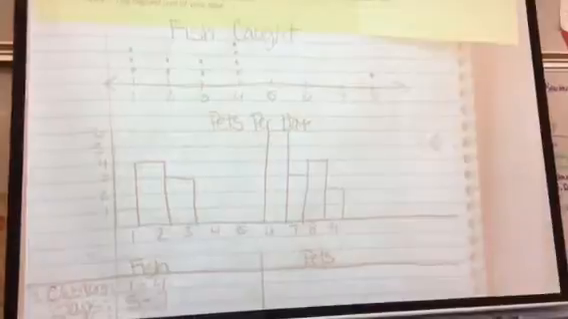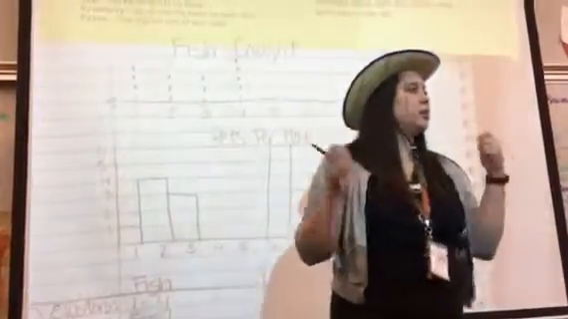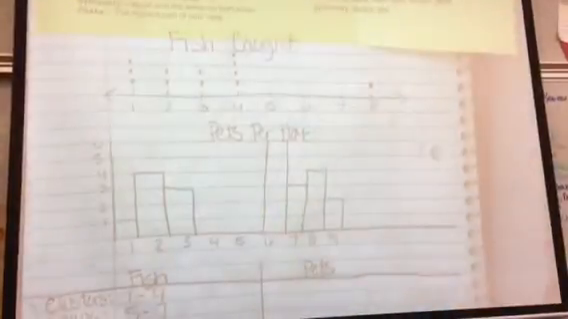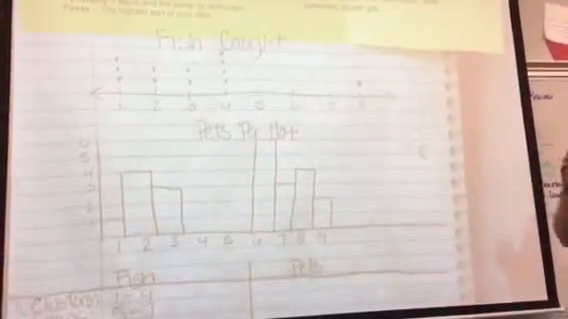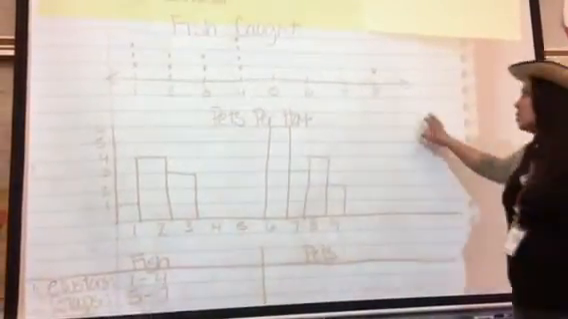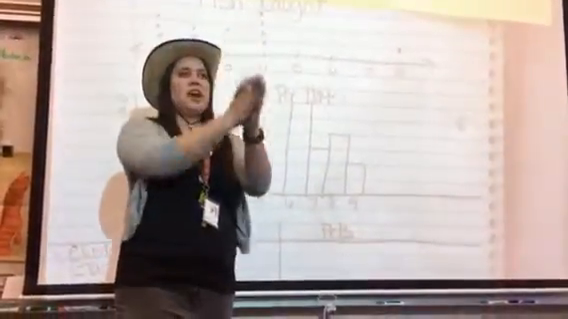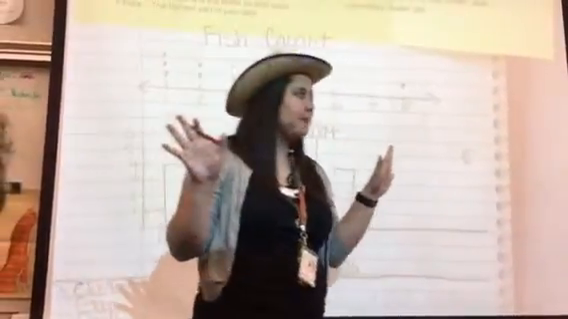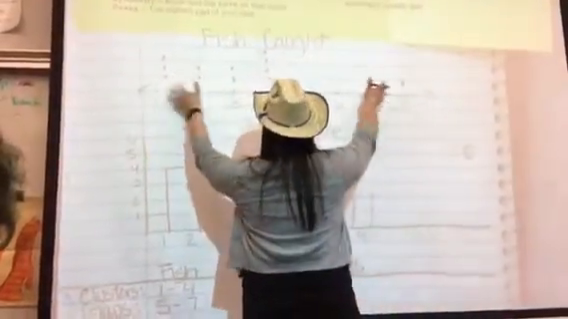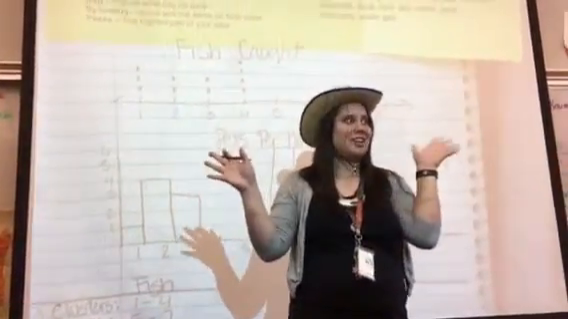Our last word up here is symmetry. Symmetry means equal or the same on both sides. When we're looking at our data, there will be times where we have some symmetry and some where we absolutely do not. If you were to fold your data in half, it would look similar on both sides. If we were to fold our fish in half, would it look similar on both sides? No, it's not.